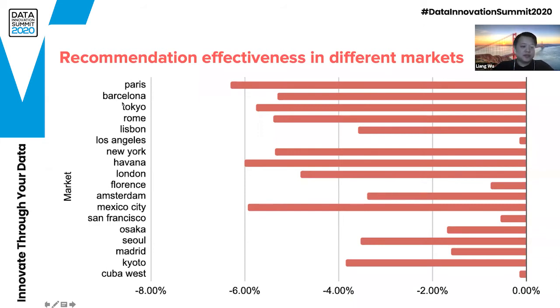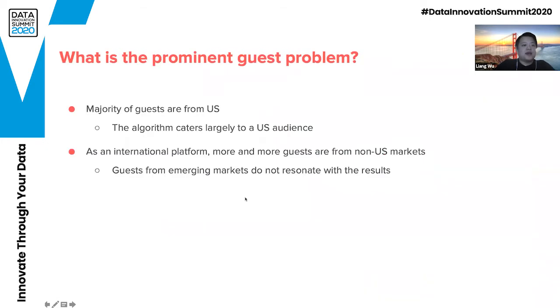In this figure, each row is a local market, and we apply the global model on this local market, and we can see these are negative values. We can see the model underperforms in these local markets. And what causes the problem? What is the prominent problem here?